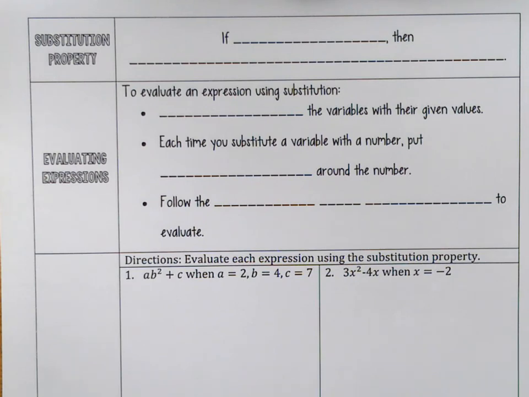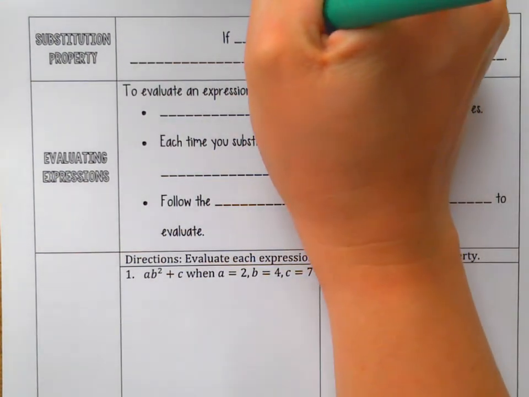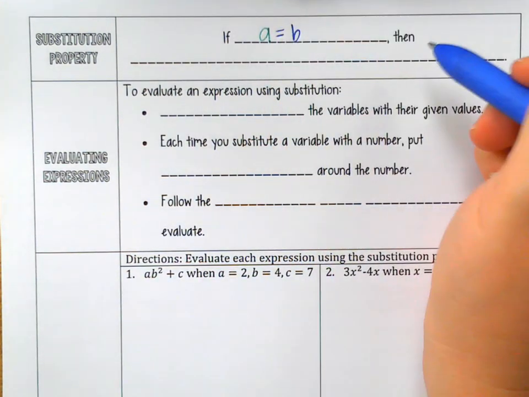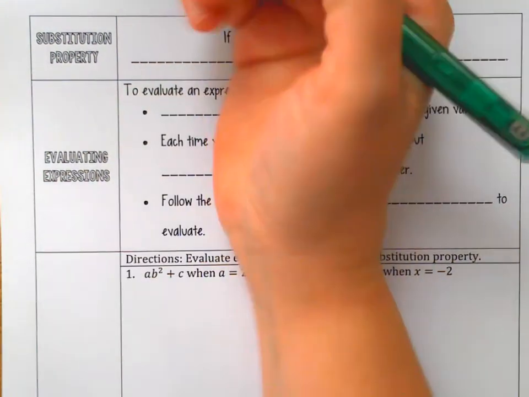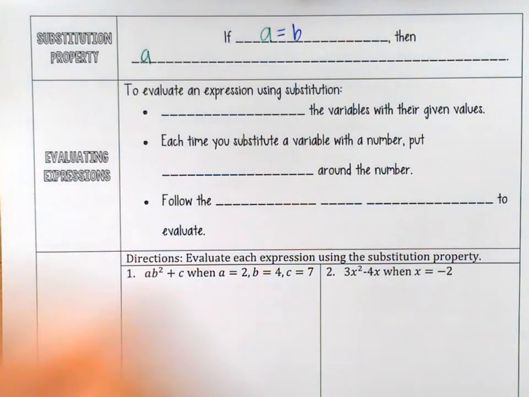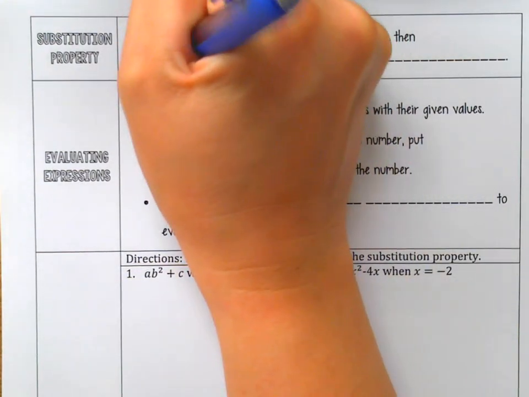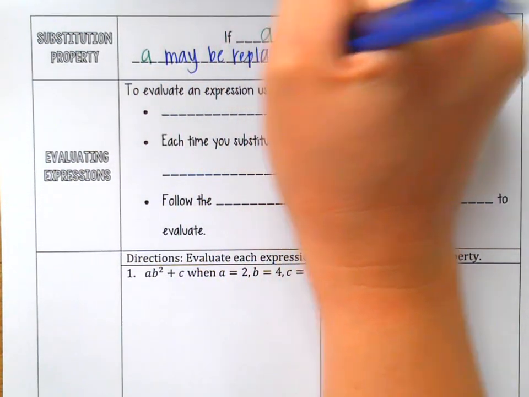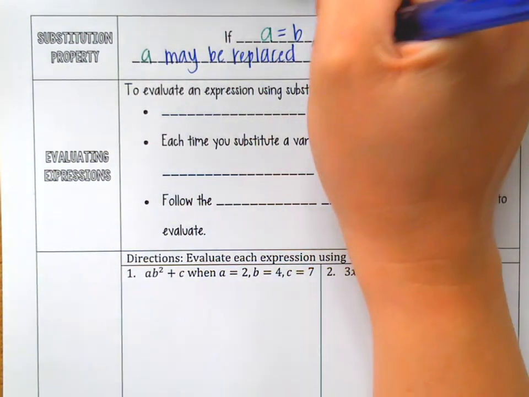So the substitution property, I'm sure you guys are familiar with that, but what the substitution property says in written terms is: if A is equal to B, then A may be replaced for B in any expression.